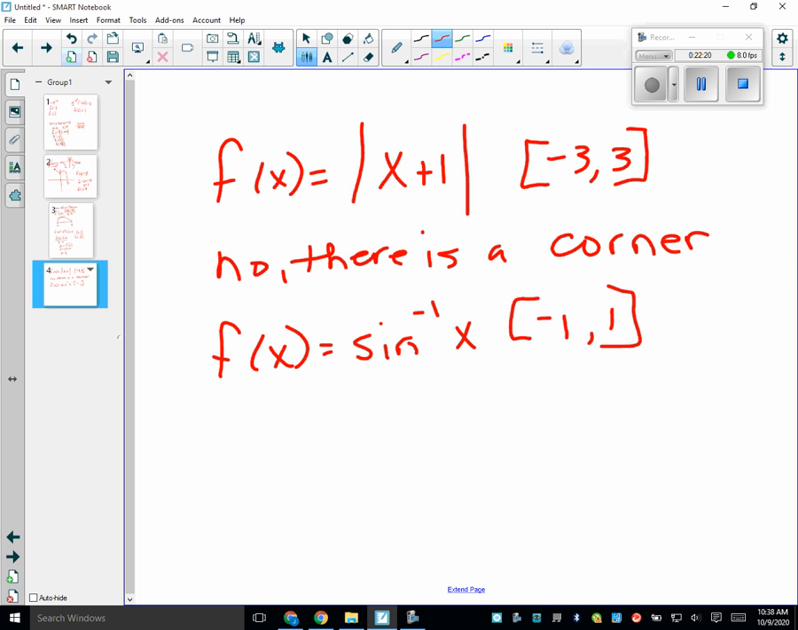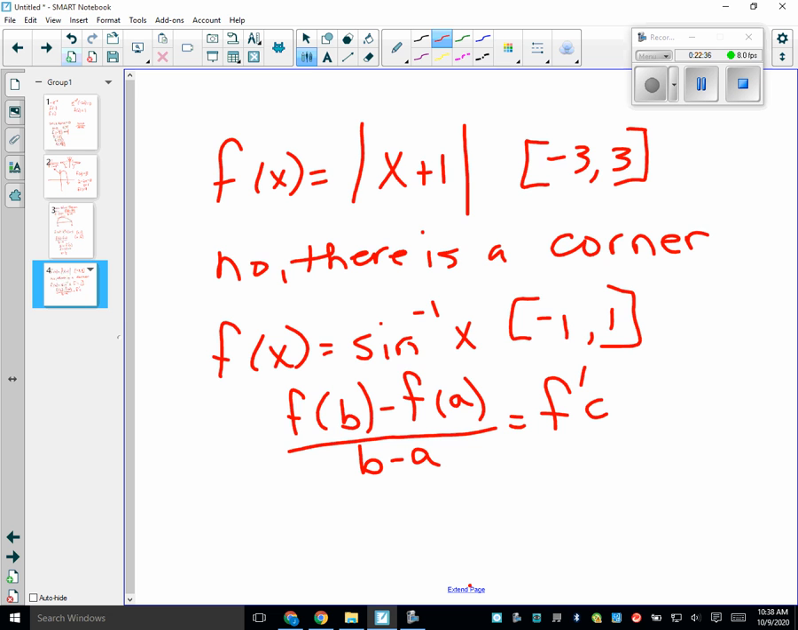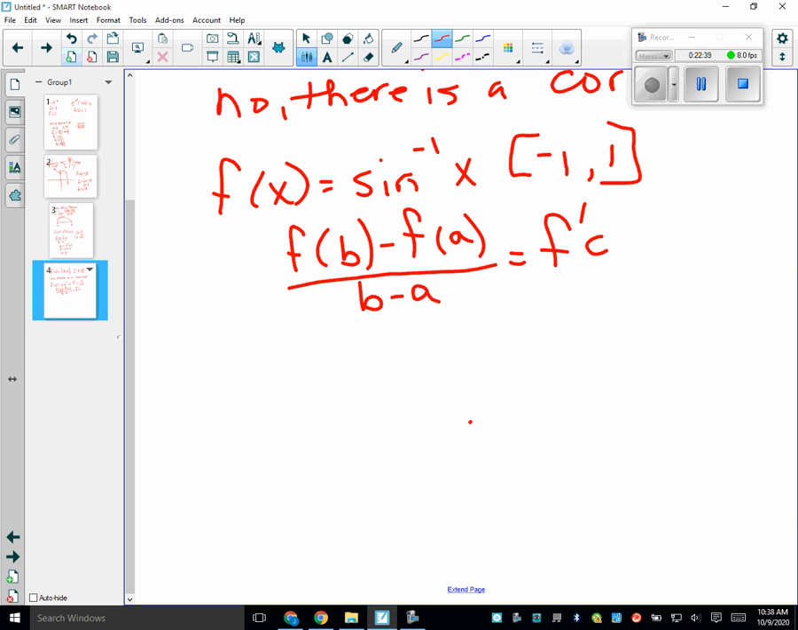So now what do I want to do? Okay, I want to do this. F of b minus f of a over b minus a equals f prime of c, right? Think about the sine graph. Oh, we have to have an interval. I'm sorry, that's my bad. I didn't give you the interval. You can't do that. -1, 1. Oh, okay. All right. Just making sure.